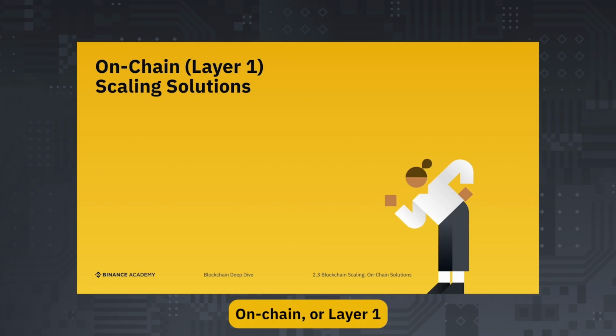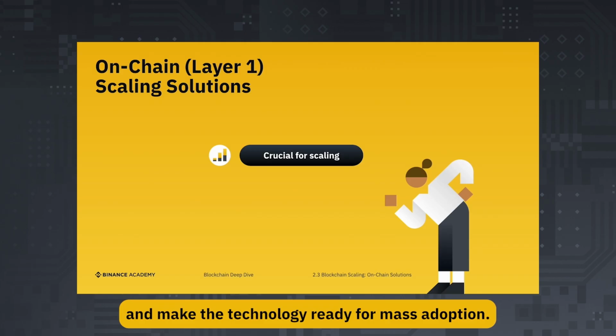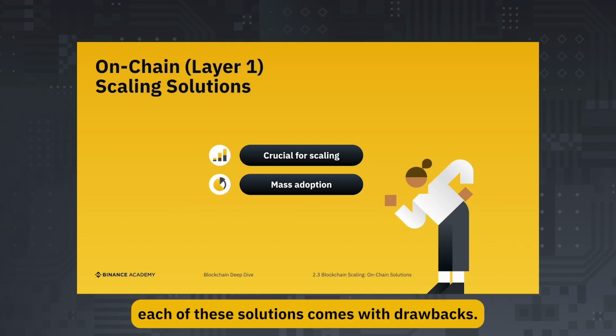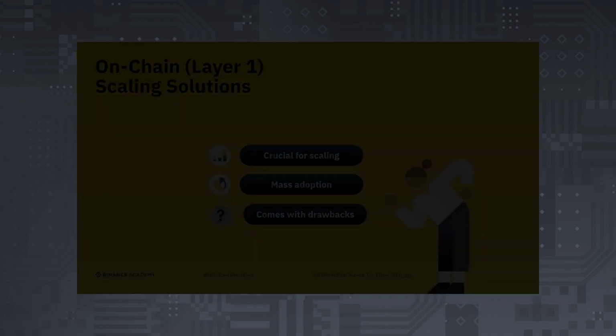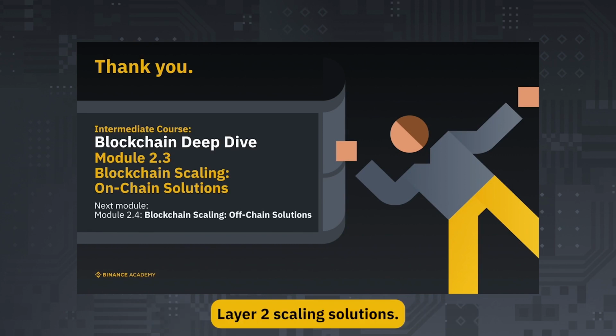On-chain, or Layer 1, scaling solutions are a crucial aspect of scaling blockchains and make the technology ready for mass adoption. But as we've discussed, each of these solutions comes with drawbacks. In the next module, we'll delve into off-chain or Layer 2 scaling solutions.